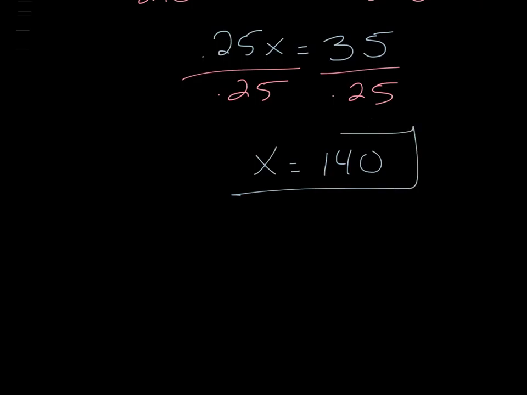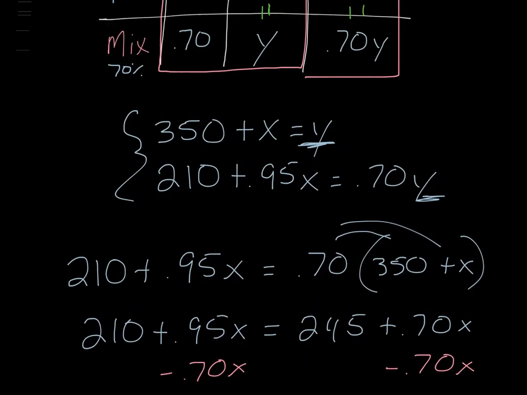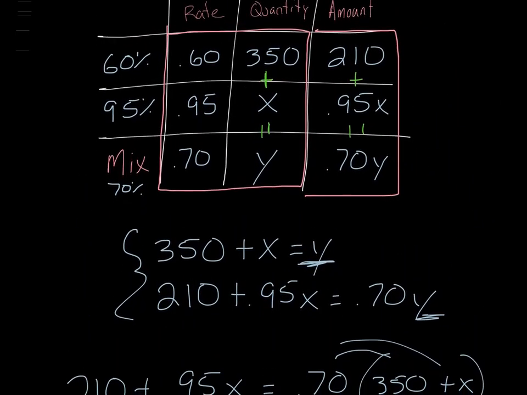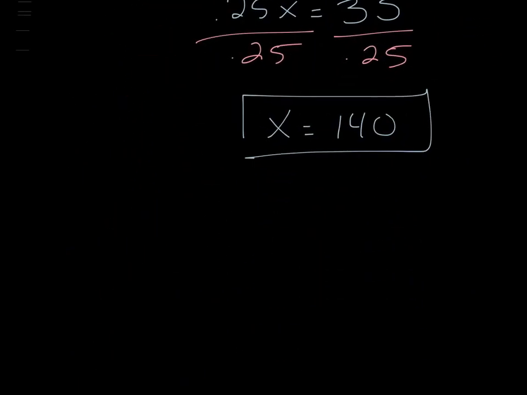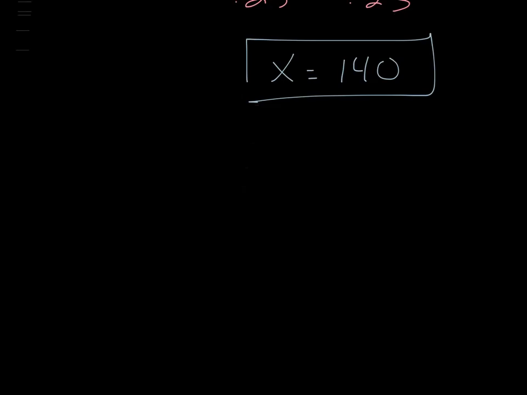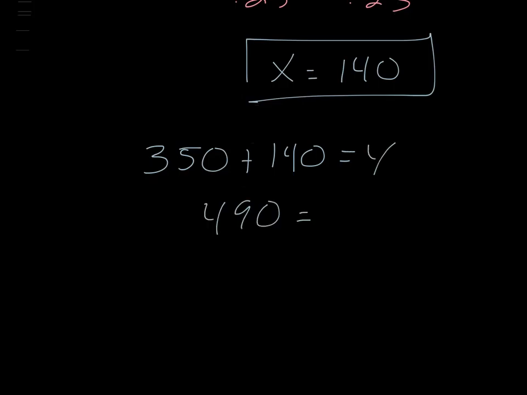Okay, now it's important to figure out again what that represents. x is 140. What is that? X being 140 here is the amount of the 95% solution. I can find my y by adding 350 and that value. So 350 plus x, which is 140, equals y, and so I get 490 equals y. So the solution to this system is x equals 140 and y equals 490.